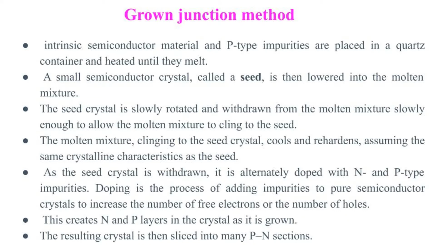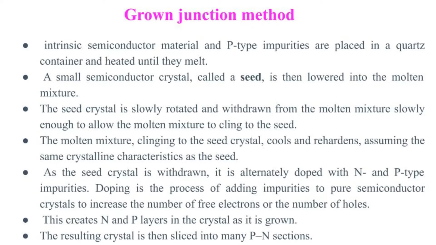Intrinsic semiconductor material and p-type impurities are placed in a quartz container and heated until they melt. A small semiconductor crystal called a seed is then lowered into the molten mixture. The seed crystal is slowly rotated and withdrawn from the molten mixture slowly enough to allow the molten mixture to cling to the seed. The molten mixture clinging to the seed crystal cools and rehardens, assuming the same crystalline characteristics as the seed. As the seed crystal is withdrawn, it is alternately doped with n and p-type impurities.